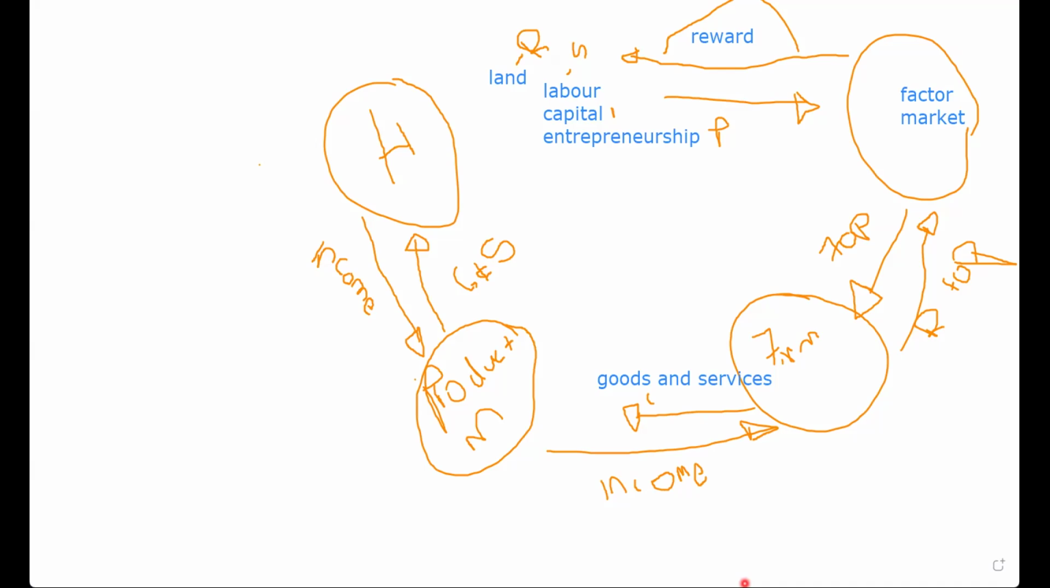So let me include the government again in this diagram. Where am I going to put the government? The government should be in the middle, because the government interacts with the households, the product markets, the firms, and the factor markets. So let me write here: Government.